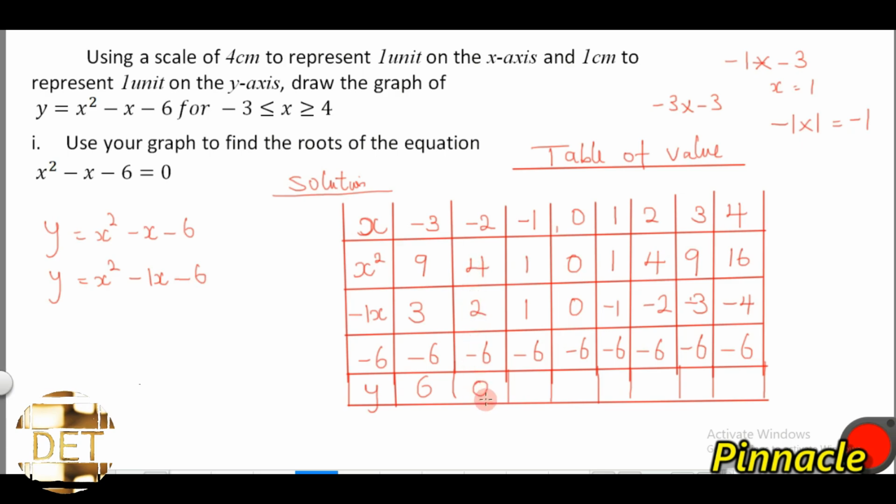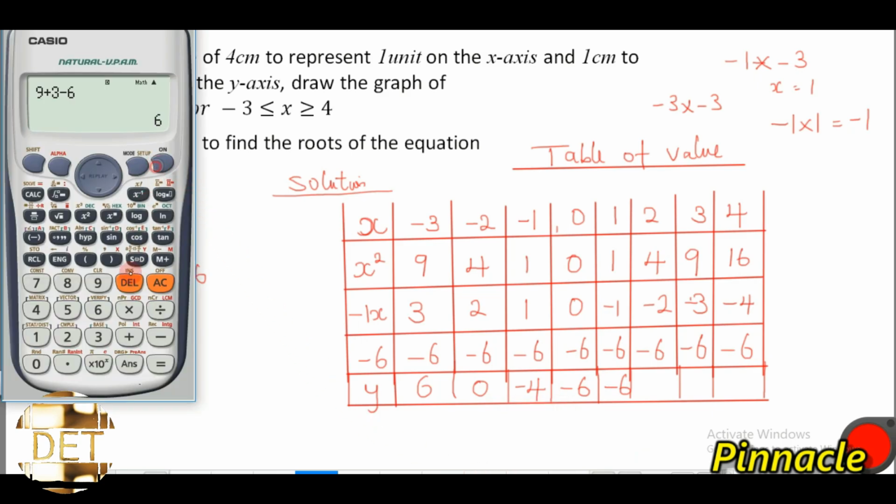Is 0. 1 plus 1 minus 6 is minus 4. 0 plus 0 minus 6 is minus 6. 1 minus 1 minus 6 is minus 6. So that's how we got this minus 6 here.